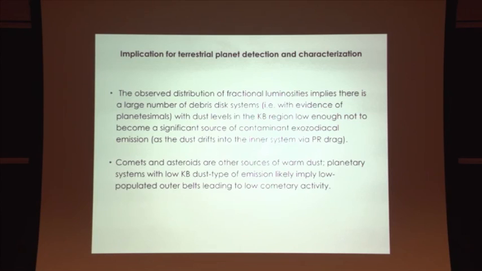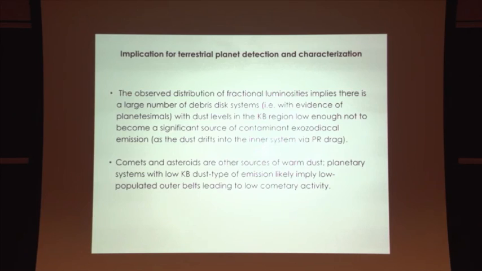Of course, comets and asteroids can also produce dust in the inner system, but if you have low levels of dust in the outer system, that means the Kuiper belts are not very populated and they wouldn't be producing a lot of cometary activity. So it's interesting that there are a lot of systems out there with evidence of planetesimals that have dust, but not as much as to be a contaminant.